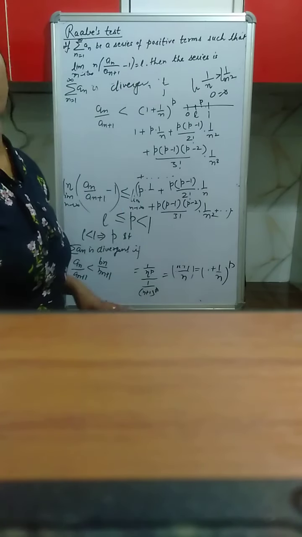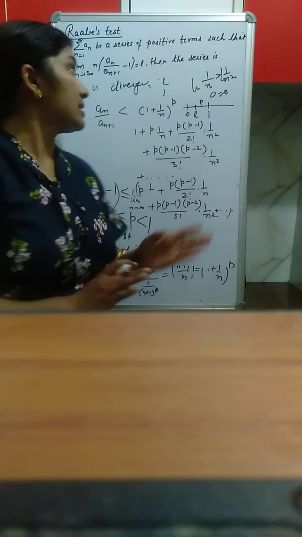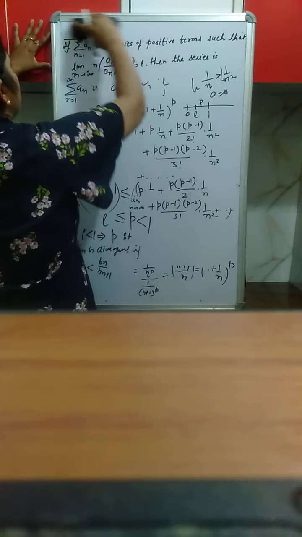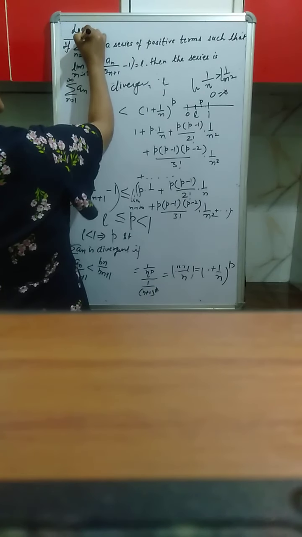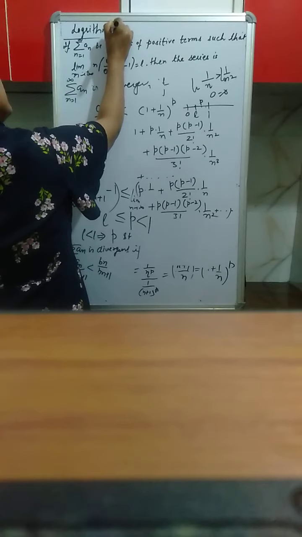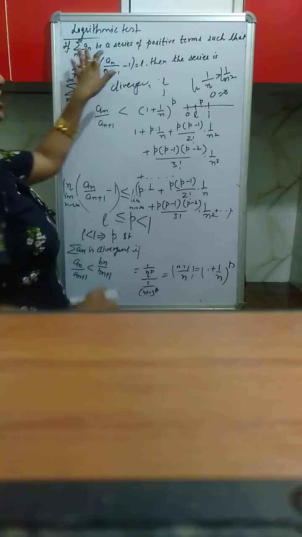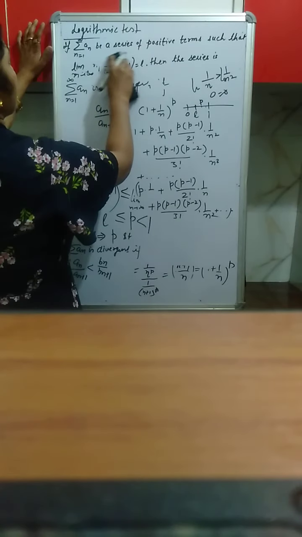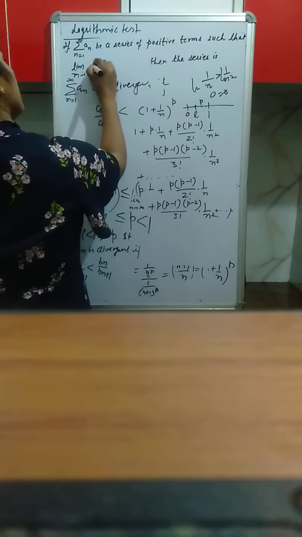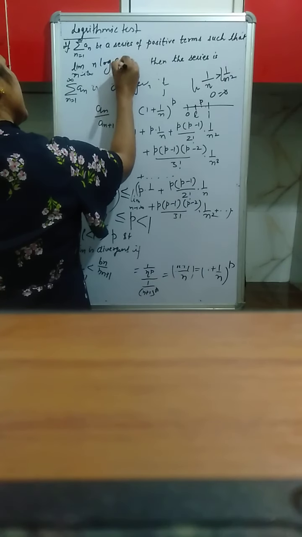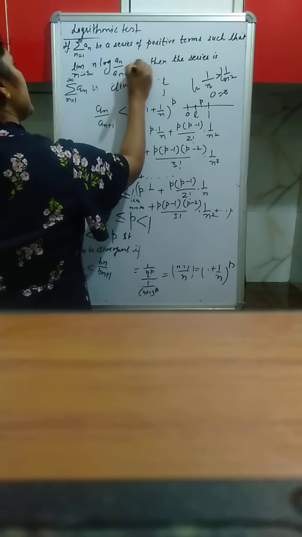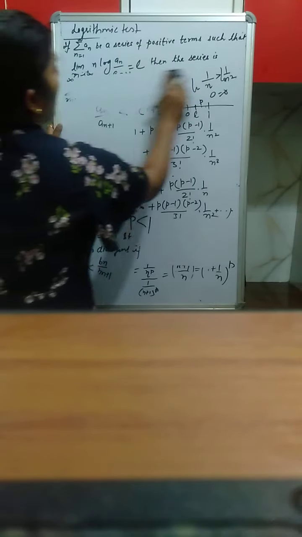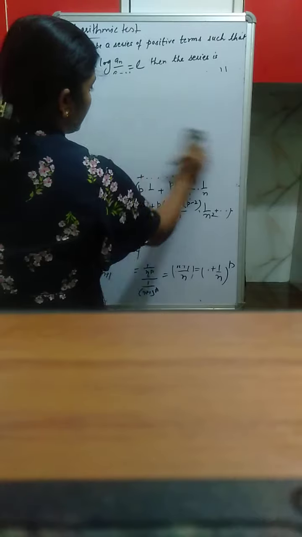Next, the proof of the logarithmic test is on the same lines. So let us state the logarithmic test. If summation An is a series of positive terms such that limit n approaches infinity, n log An upon An plus 1 is equal to L, then again the series is convergent if L is greater than 1 and divergent if L is less than 1.